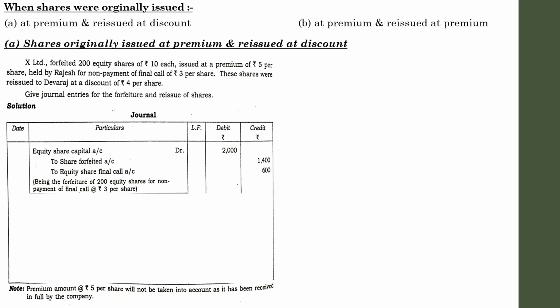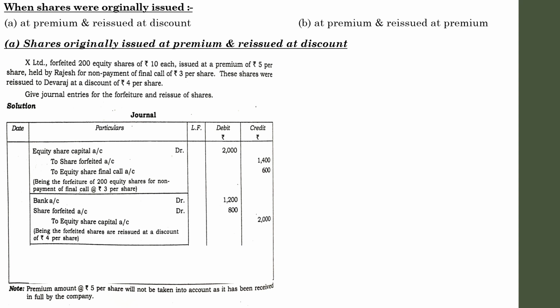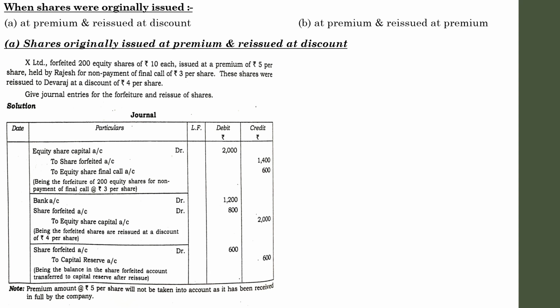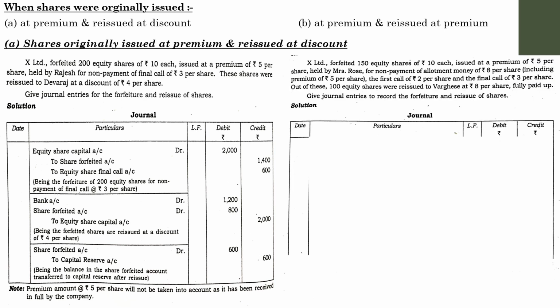And we have discussed the same case of reissue previously, and this is how you have to transfer the amount of forfeiture to the capital reserve. We have discussed these concepts previously. And again, the next case is shares issued at premium and again reissued at premium.